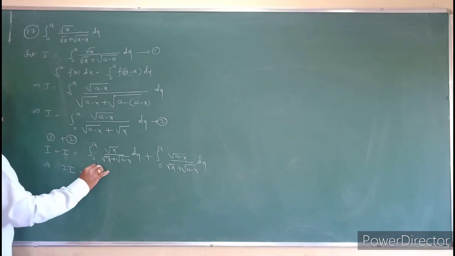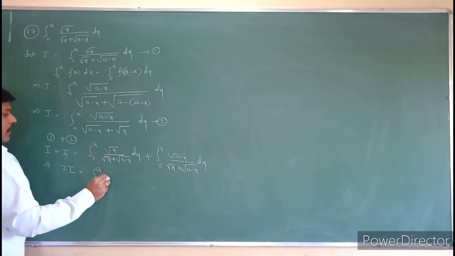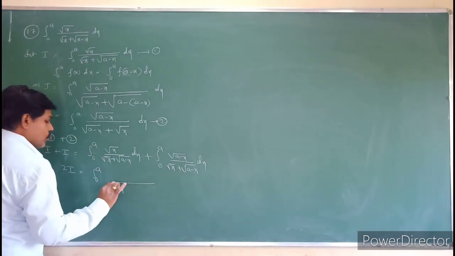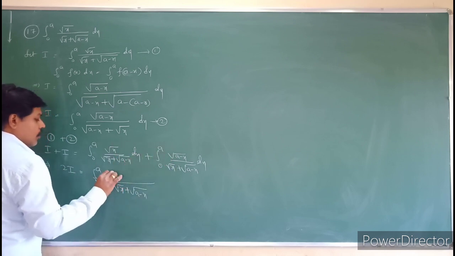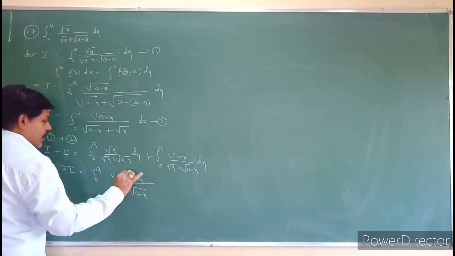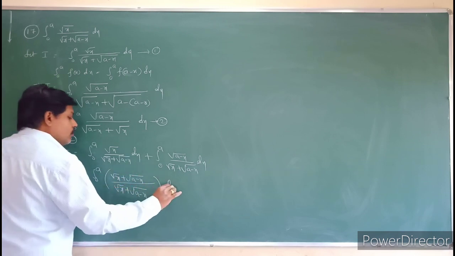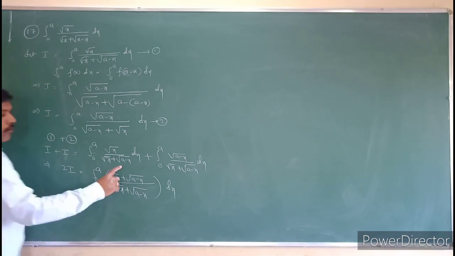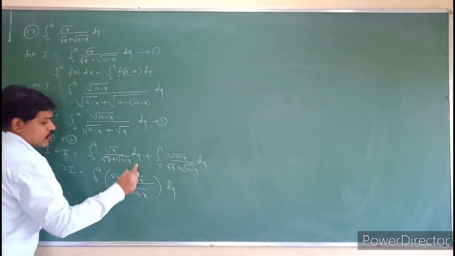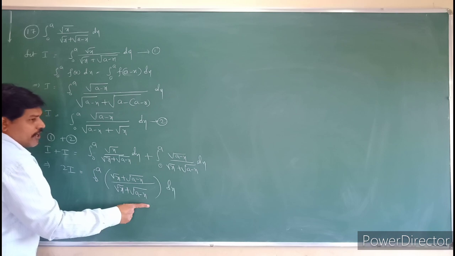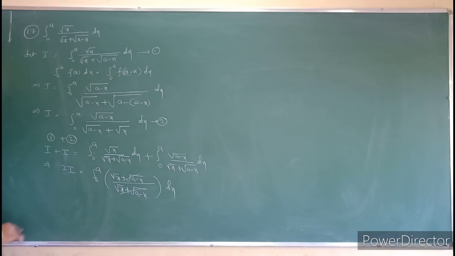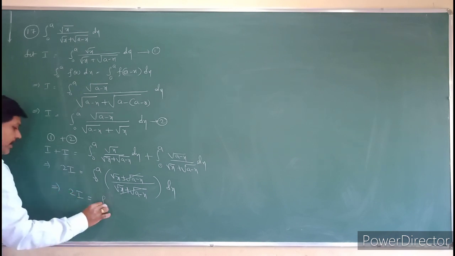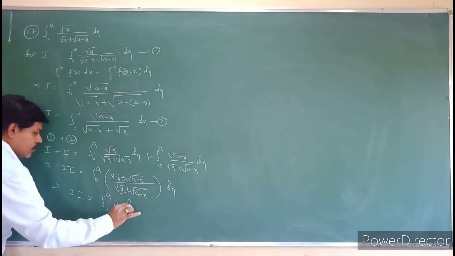It will become the integral from 0 to a. So you can take the LCM, students, root x plus root of a minus x. What is the numerator? It will become root x plus root of a minus x into dx. So both have the same denominator, root x plus root of a minus x. Take the LCM. In the numerator, you will get root x plus root of a minus x, so both the terms will be cancelled. You will get 2I is equal to the integral from 0 to a of 1 into dx.